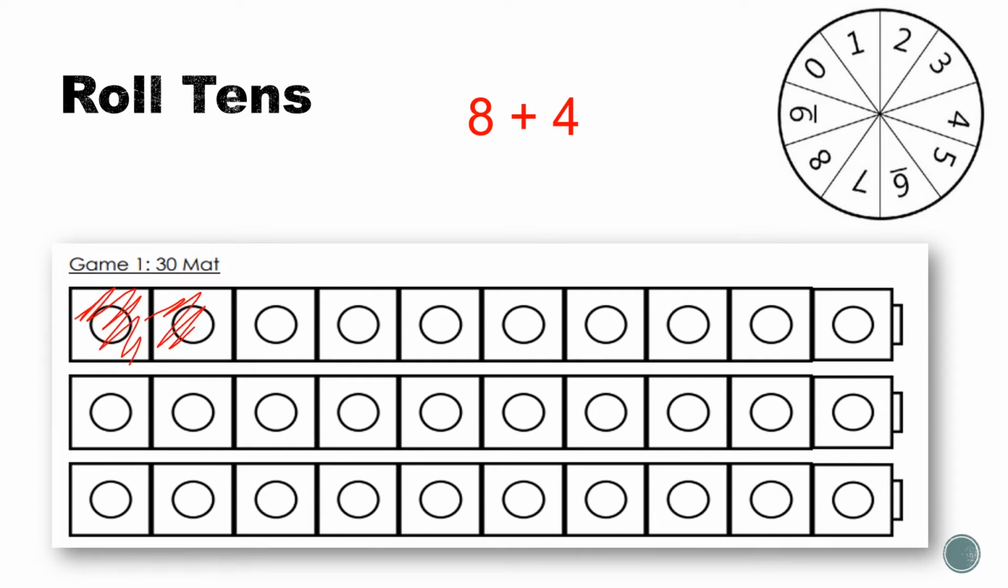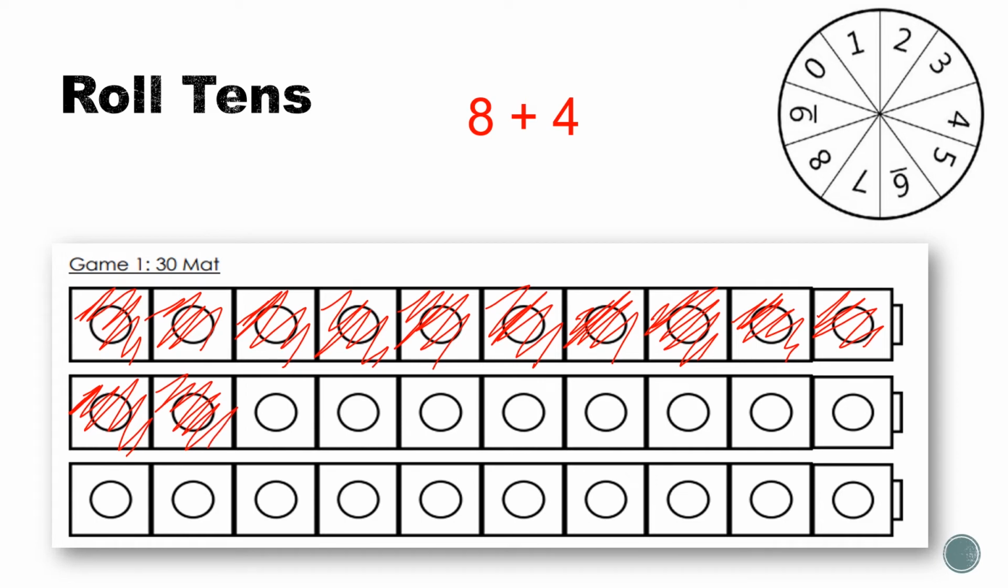1, 2, 3, 4, 5, 6, 7, 8. Plus 4 more. 1, 2. Uh-oh. Remember, a row can only have 10 cubes, so if you have any cubes left over, start coloring the next row. 3, 4. So 8 plus 4 equals 12. We shaded in 12 cubes.